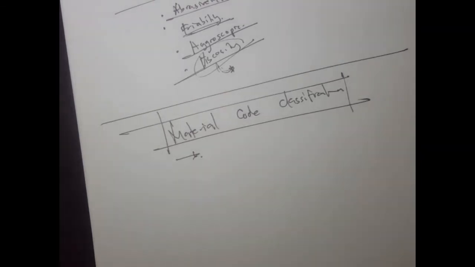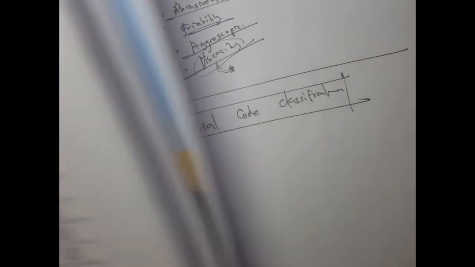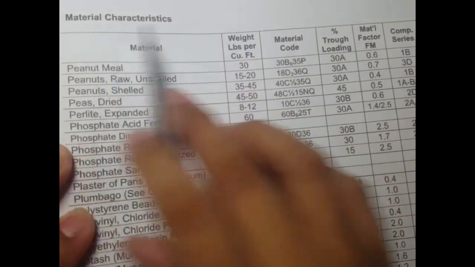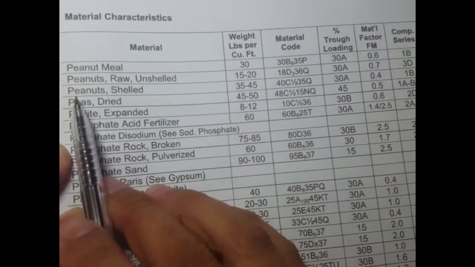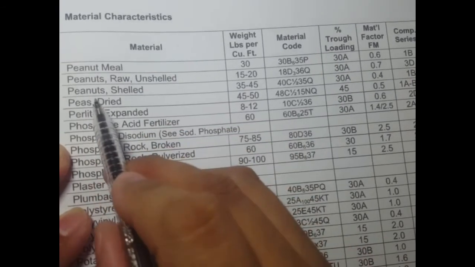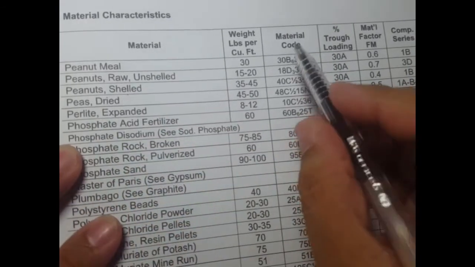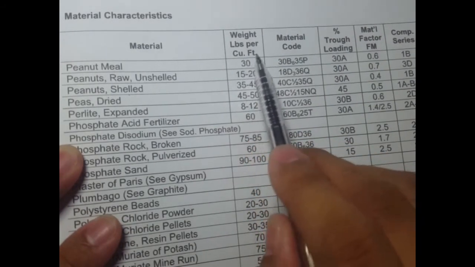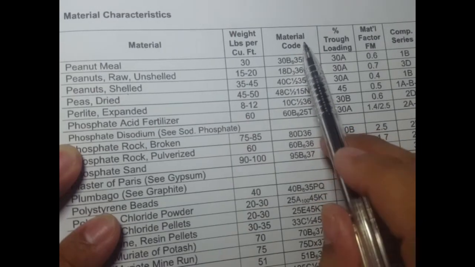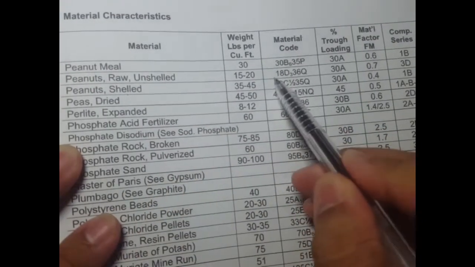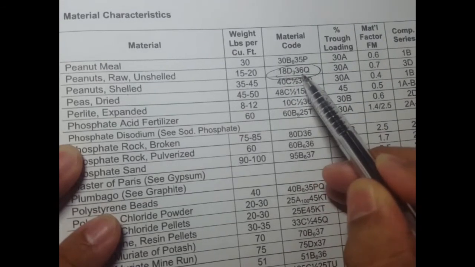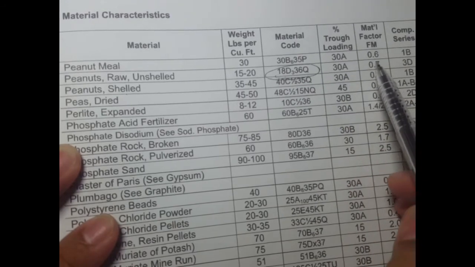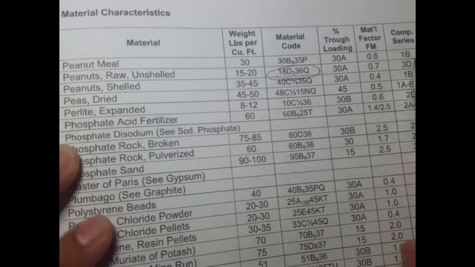So for example, going to the material manufacturer's catalog, we have this material characteristics table. In that table, let's take a look at the shelled peanuts. We have this weight, and that's actually density, pounds per volume. Then this one is the material code. You'll see a code right here, for example, 18D3 36Q, and it also tells the trough loading, the material factor, and other information.